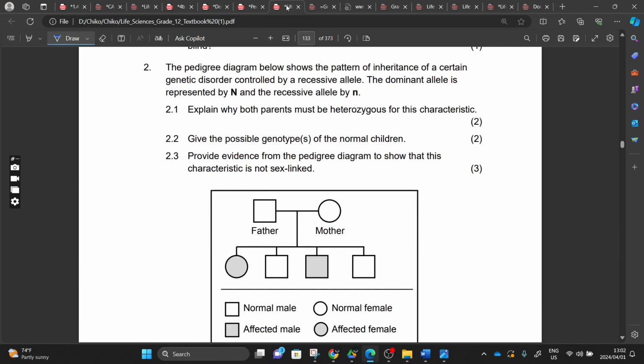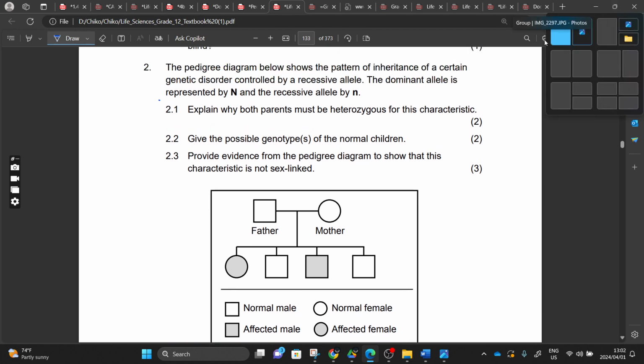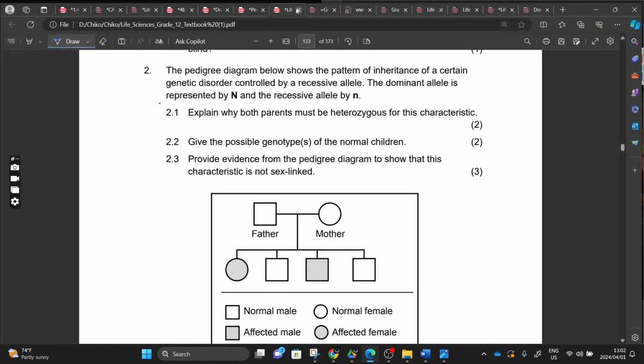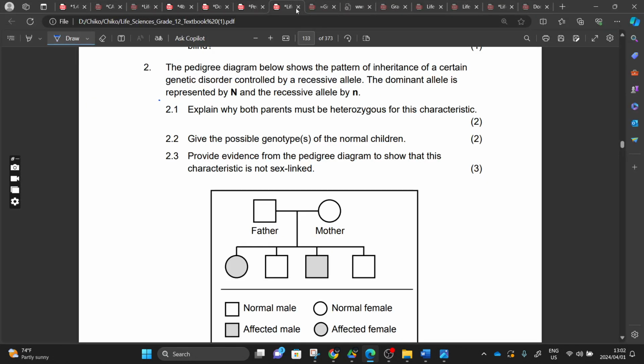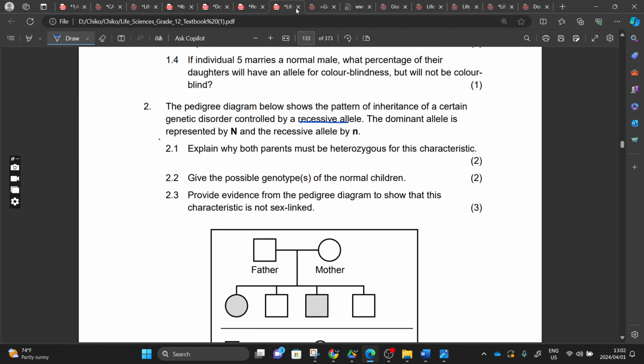So let's go to this one. It's only this, and then it's not this way. There's a pedigree below. A pedigree below shows the pattern of inheritance of a certain genetic disorder controlled by a recessive allele. The dominant allele is represented by N, and the recessive allele is represented by small letter n. And then you come here, a normal male, you have to understand the statement here.